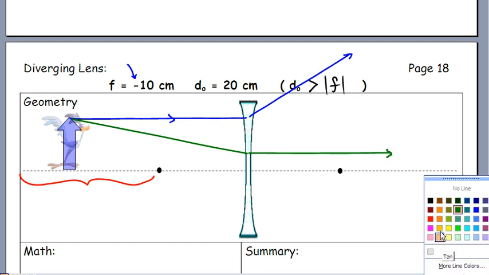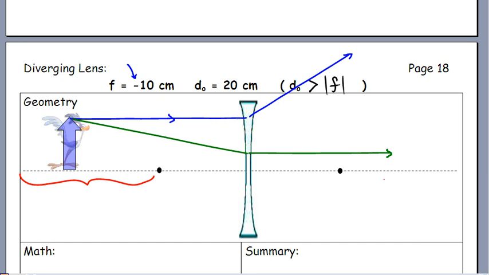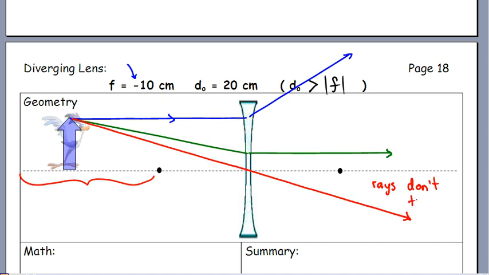And another ray that can be just a nice little backup is the center ray, one that goes right for the center of the lens. That one does two little bends there that basically cancel each other out, and the ray goes essentially unperturbed through the lens. Okay, well, what I can see is the rays don't cross out here. They don't actually touch. So I'm kind of thinking this is not going to be a real image.